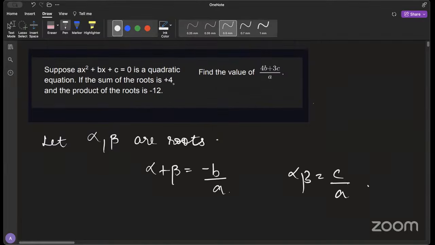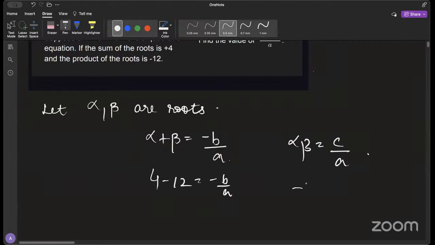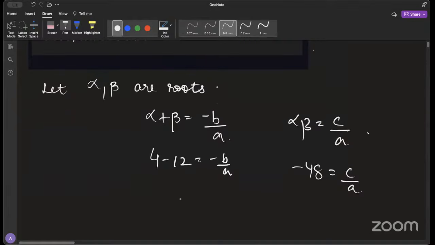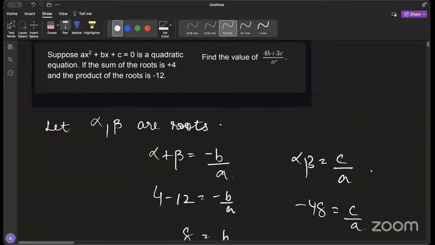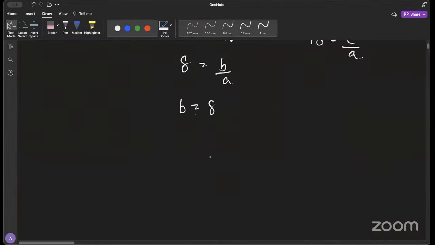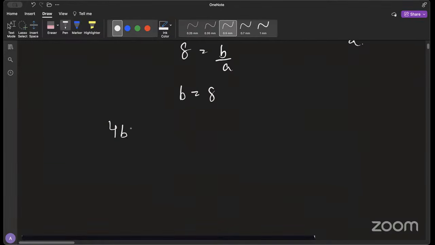So, your sum and product are given to be 4 and minus 12. So, 4 is going to be minus b by a, and the product, 4 times minus 12, is minus 48. This is going to be c by a. So minus 4 is b by a, which means b equals minus 4a. What would it be? Yeah, we need this value, 4b plus 3c by a, right?